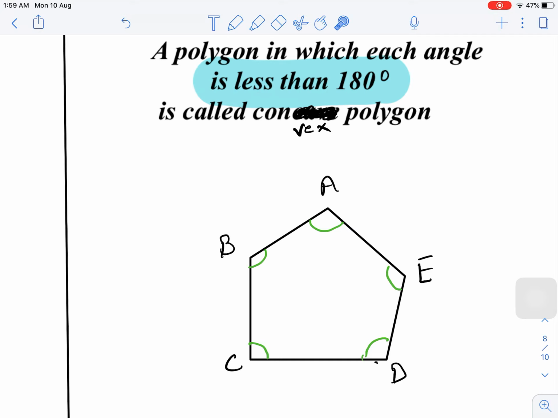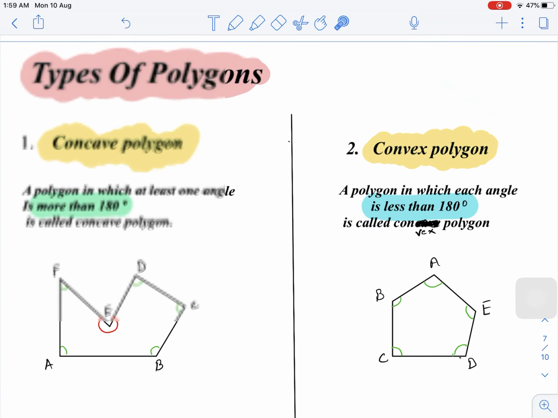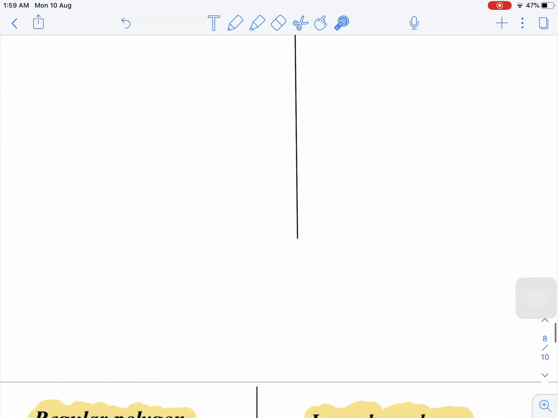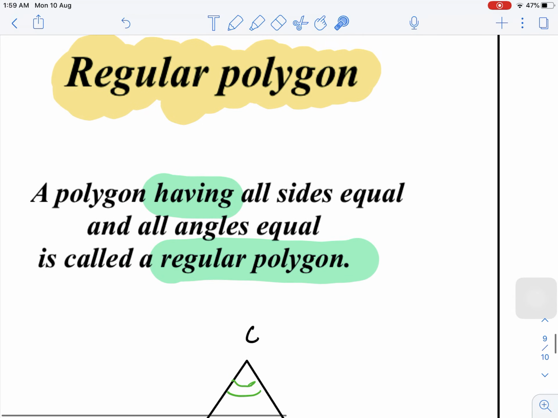Okay, since the given polygon has all the angles less than 180 degrees, it is known as a convex polygon. Now, hope this topic must be clear to you people. The last topic which we are going to learn today is regular polygon and irregular polygon.